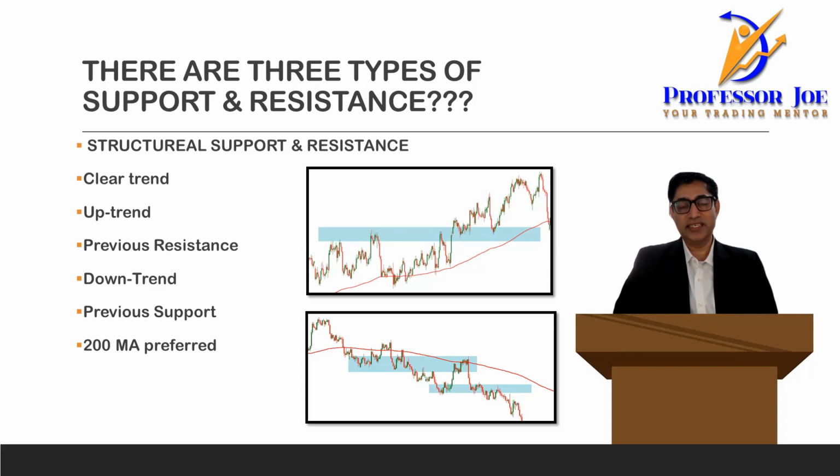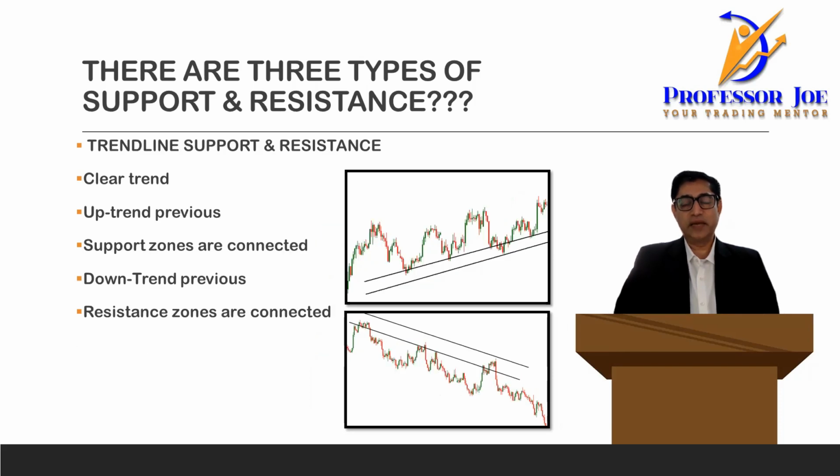Now let us look at the next type. The next type of support and resistance is called trend line support and resistance. A lot of people normally call it a trend line. But again, I want to clarify, it is never a trend line. It is always a trend zone.